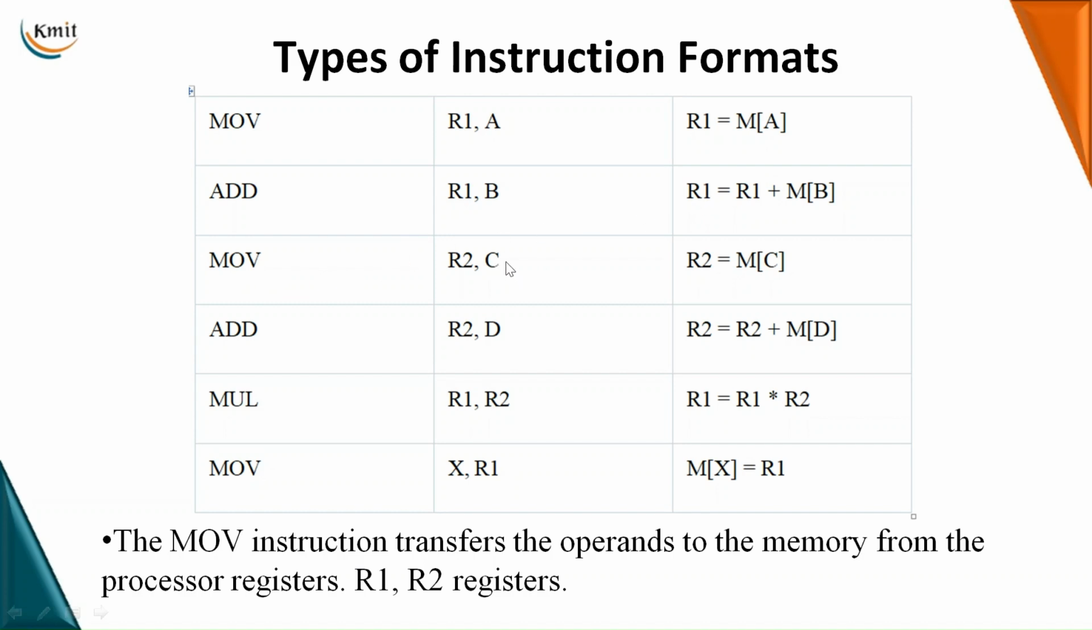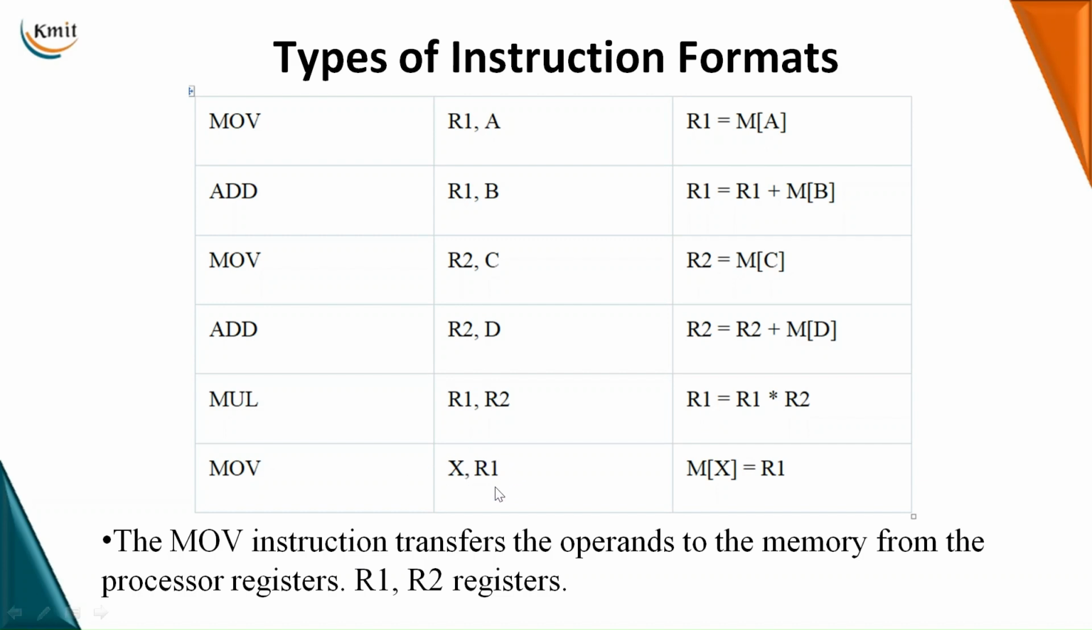Now again for C, we are loading the value of C into the R2 register and adding it with D, R2 plus D, and the result is stored in R2. Now you need to perform a multiplication operation. One result is stored in R1, the other is stored in R2. So using a multiplication instruction, we are performing mul R1 comma R2. It performs a multiplication of two register contents and the result is stored in one of the source operands, R1.